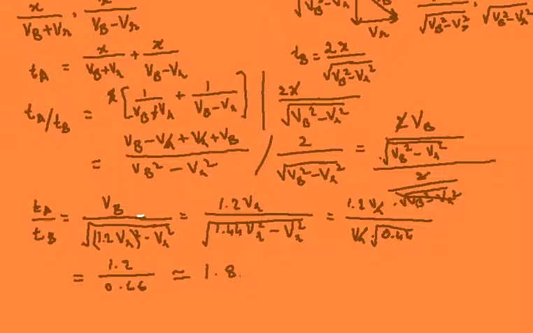That means the time taken by boat A to go forward and come back would be 1.8 times more than the time taken by boat B to go across and come back to the same point.